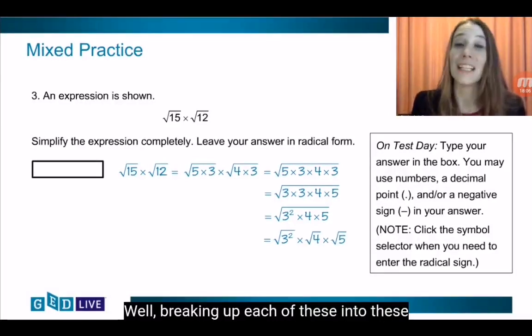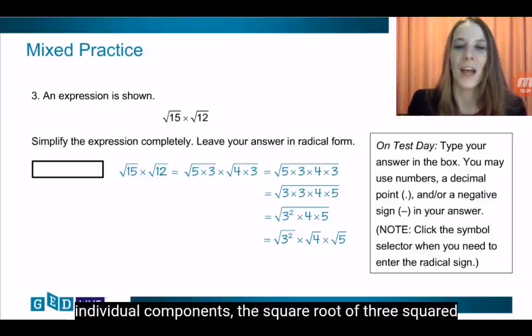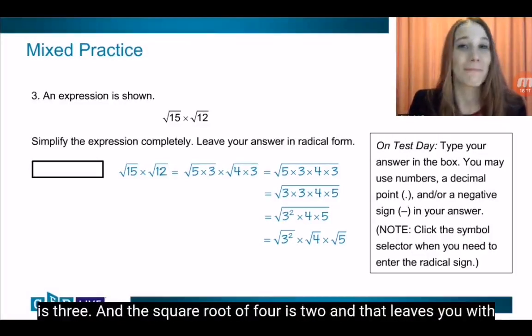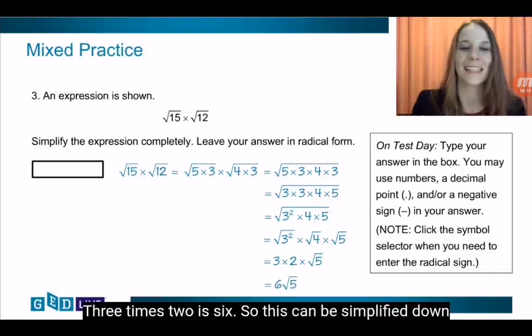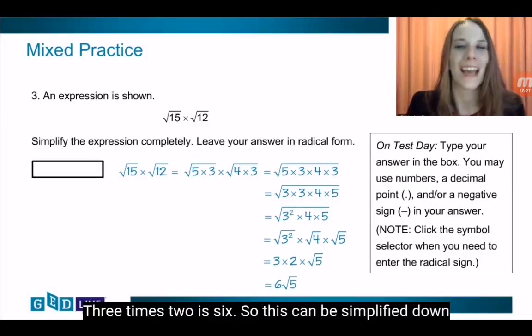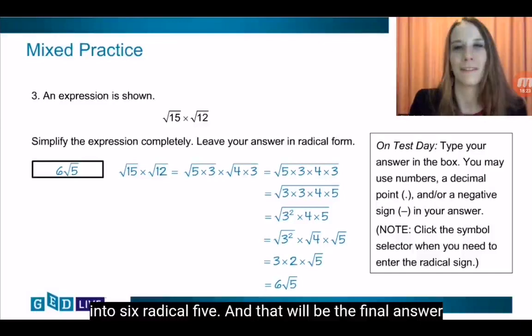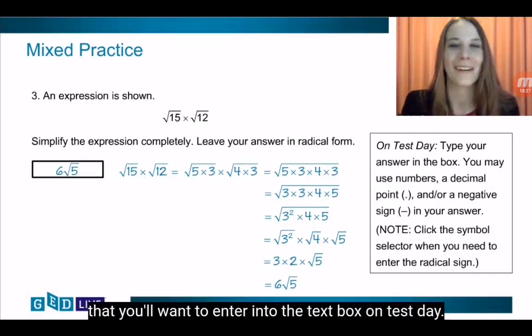Breaking up each of these into individual components, the square root of 3 squared is 3, and the square root of 4 is 2. And that leaves you with 3 times 2 times the square root of 5. 3 times 2 is 6. So this can be simplified down into 6 radical 5. And that will be the final answer that you'll want to enter into the text box on test day.